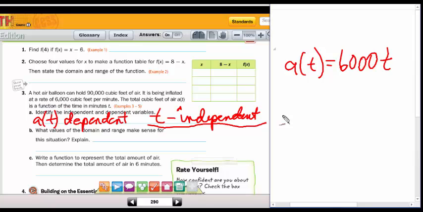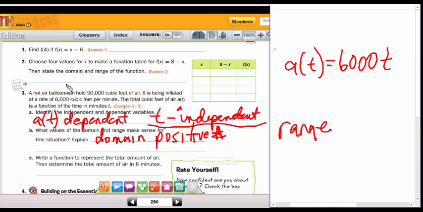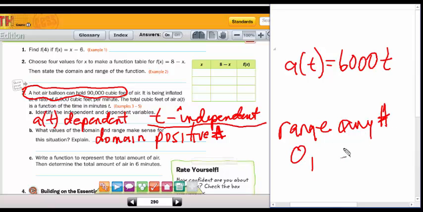Letter B, they ask what values make sense. Well, in this particular situation, any positive number for the domain. We can't have negative minutes, but we can have any positive number. Now when it comes to the range, let's look back at the original statement. A hot air balloon can hold 90,000 cubic feet. So for the range, any number between 0 and 90,000 would make sense.